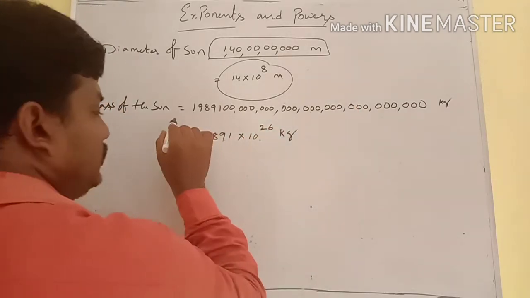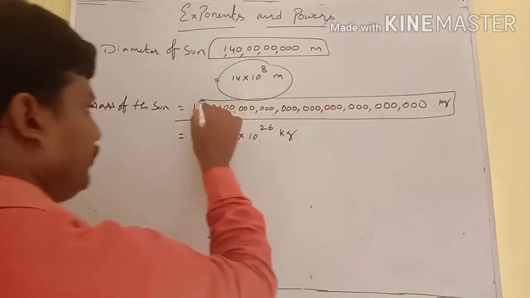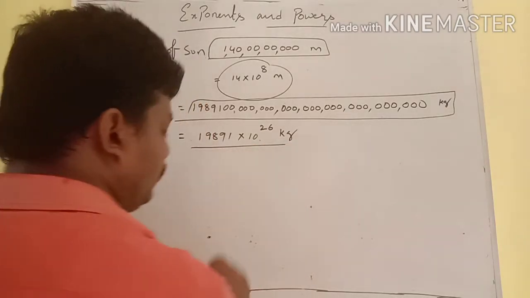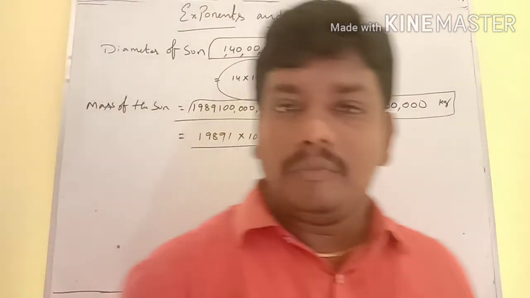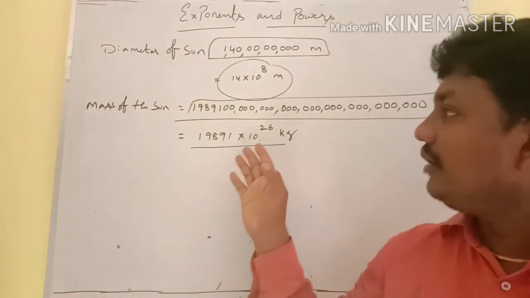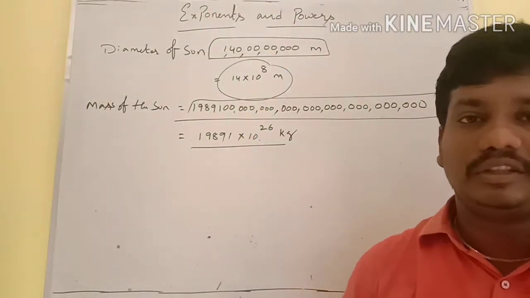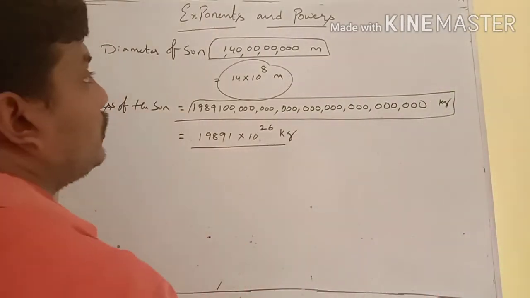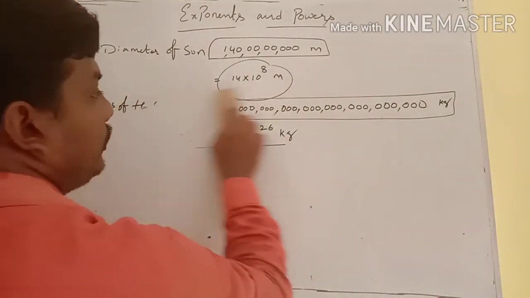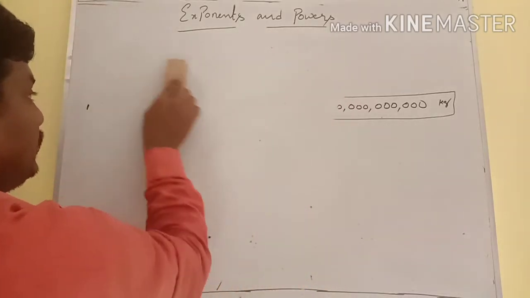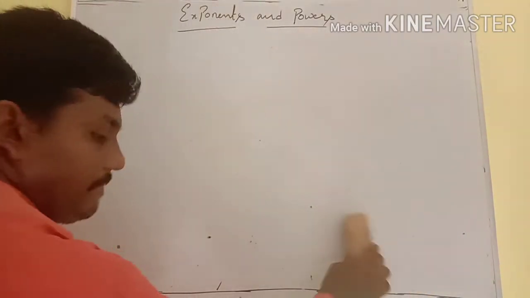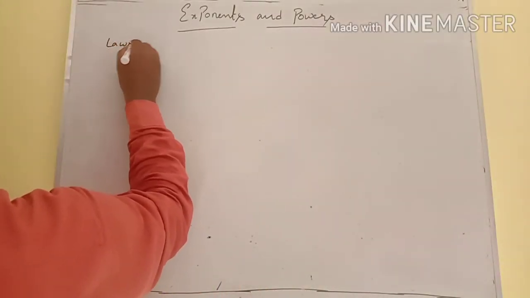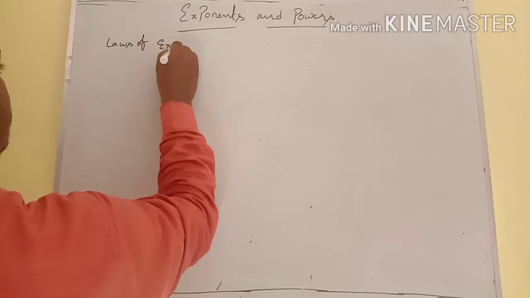See, such a big number is simply converted into a very short form. This is the application of exponents and powers. Now we can see what the laws of exponents are. Laws of exponents.